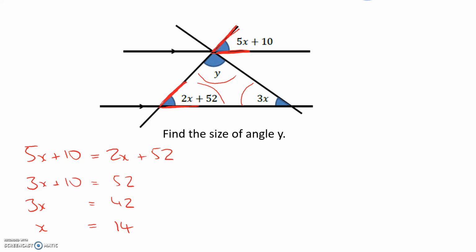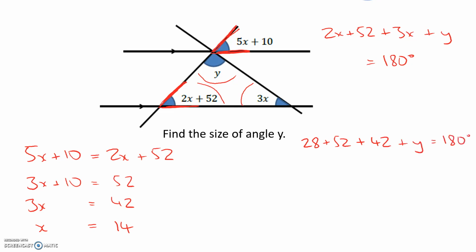Okay, now we notice that we've got this angle and this angle and this angle inside that triangle, and we know that the sum of the interior angles of a triangle must equal 180. So we can say that 2x plus 52 plus 3x plus y must equal 180 degrees. But we've just worked out what x is, so let's rewrite that with substituting in x equals 14. That's going to give us 14 times 2, which is 28, plus 52, plus 3x, well that's 3 times 14, which is 42, plus y equals 180.